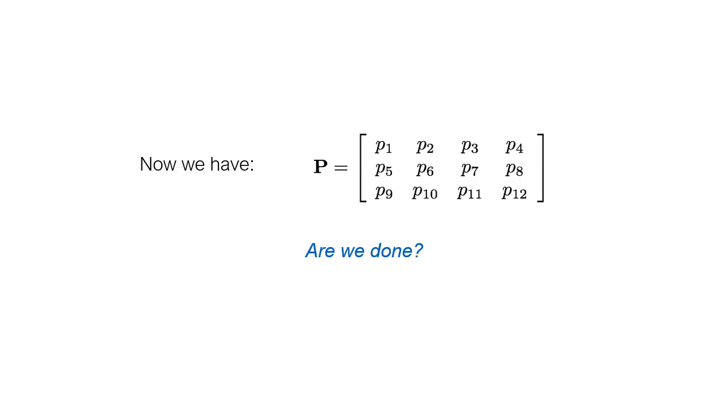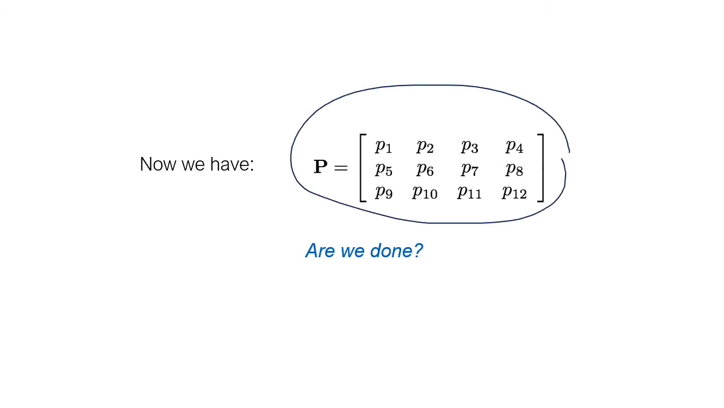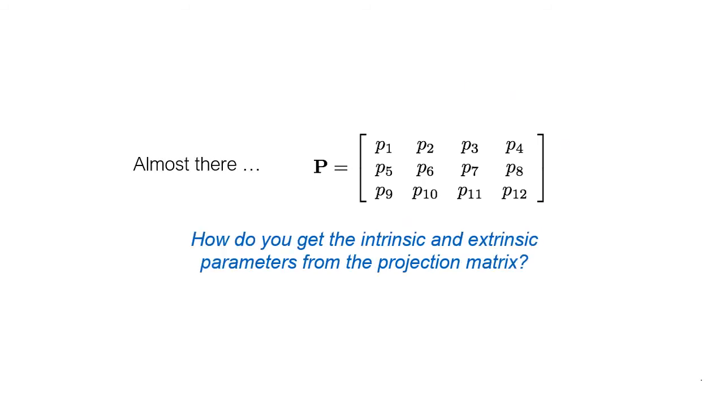Okay, so we assume that we have more than 5 3D and 2D point correspondences. It is known. Then we can have the A matrix, and by using SVD or eigenvalue decomposition, now we have this P matrix, right? We can have these 12 elements, and the degrees of freedom is 11. So now we are done? Not yet, because how do we get the intrinsic and extrinsic parameters from this camera matrix, the projection matrix?